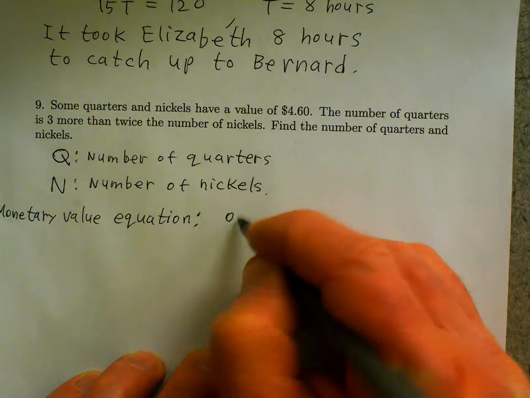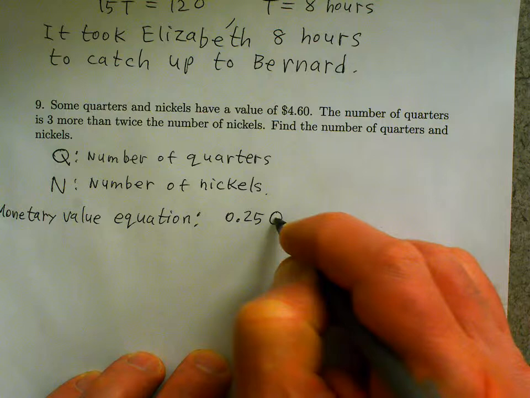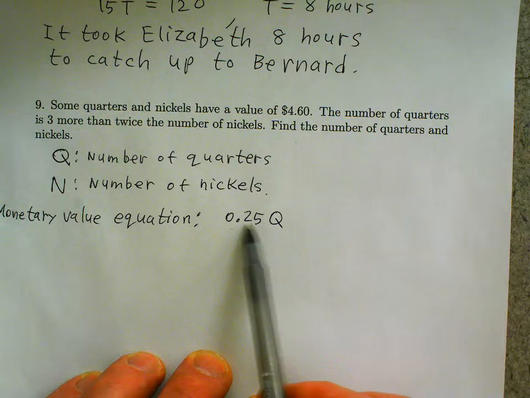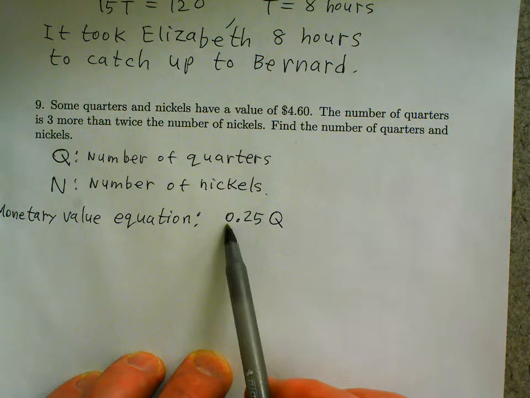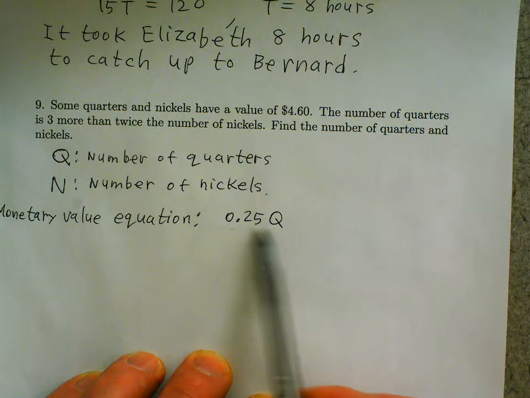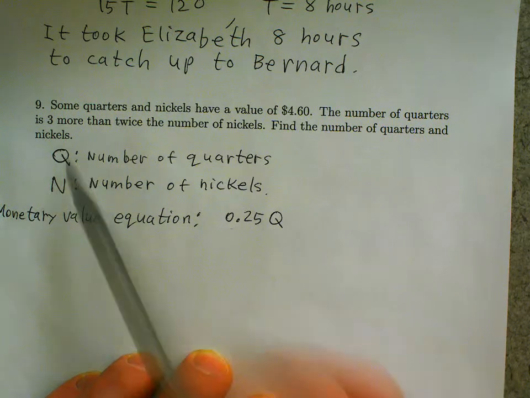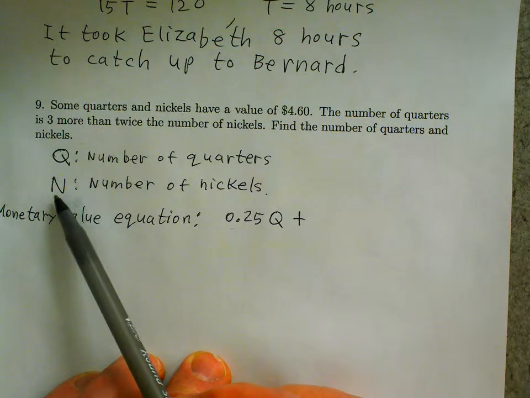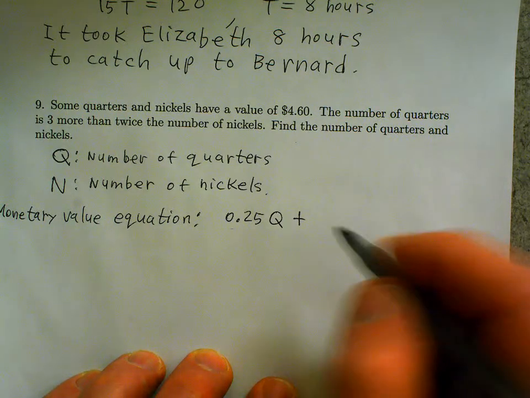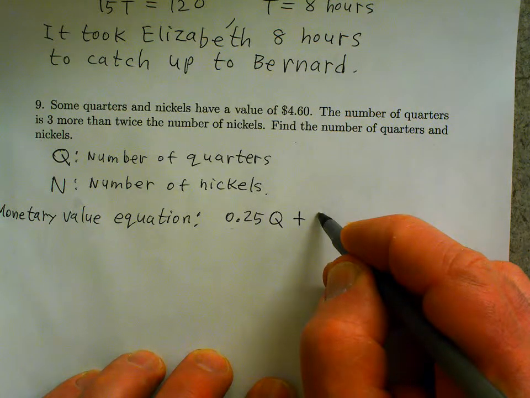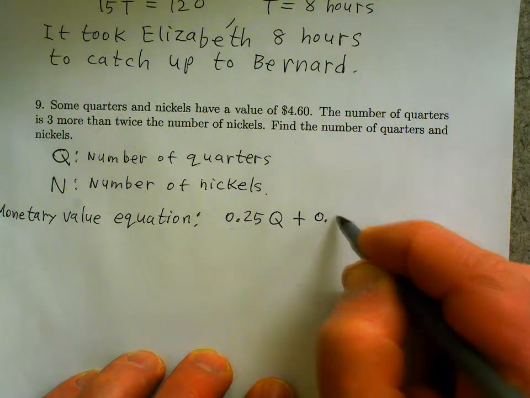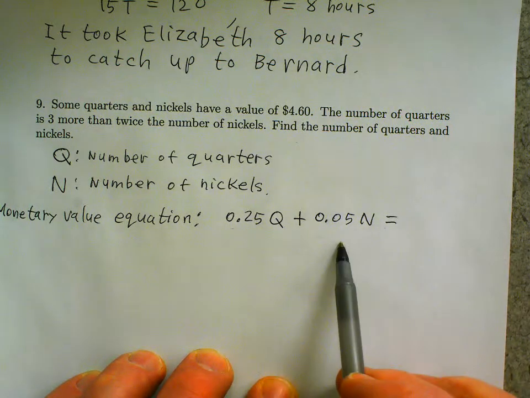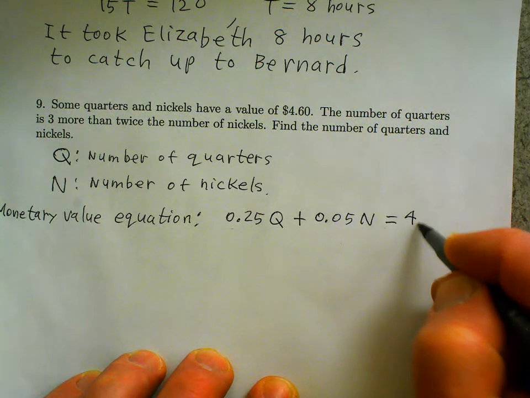Okay, so 0.25 times Q. Since each quarter is worth 25 cents or 25 hundredths of a dollar, then 0.25 times Q represents the monetary value of Q quarters. We add that to the monetary value of N nickels. Each nickel is worth 5 hundredths of a dollar, so 0.05 times N. And the total monetary value is $4.60.